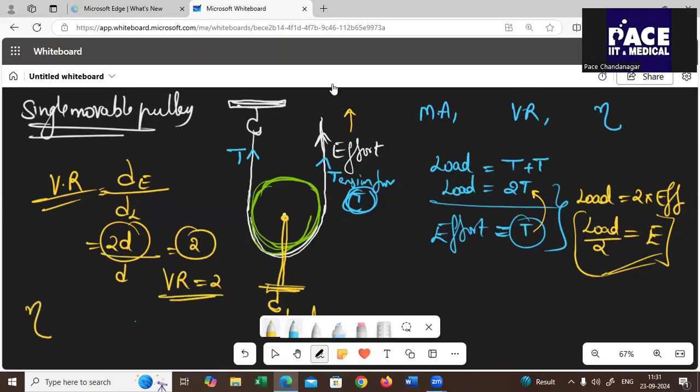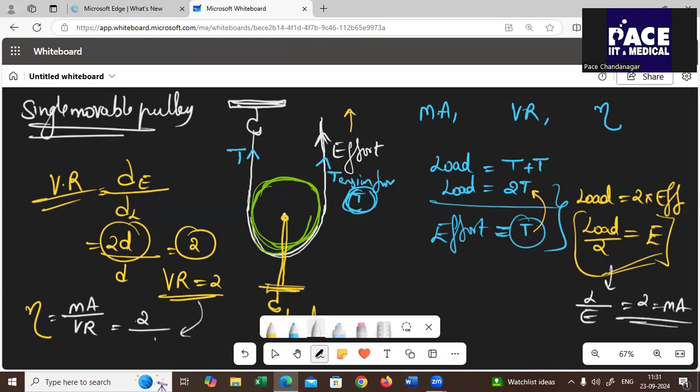And efficiency, if I have to talk about, MA by VR, mechanical advantage by velocity ratio. Mechanical advantage, how much is that? 2, we have mechanical advantage there in the first case, right? So this is nothing but your mechanical advantage, no? Load by effort. See, load by effort is 2, which is nothing but your mechanical advantage. So 2 by velocity ratio, just now we got it as 2, which is 1. 1 means 100%. So here also efficiency is 100% what we got, right?